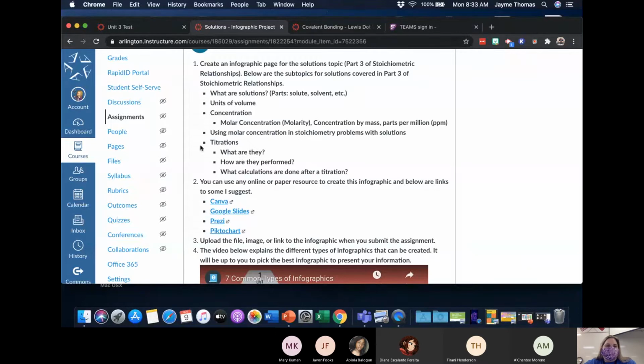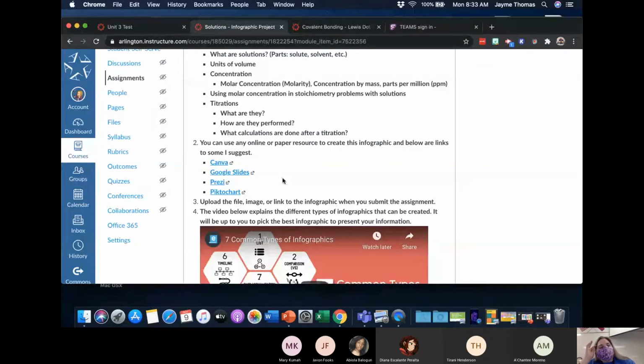But really there's 5 sort of main subtopics on here. Right here, it gives you some online resources to use. You can do this on paper if you'd rather, and then just submit a photo or a scan of it. However, I'm going to show you guys just a little bit, some examples of doing an infographic digitally using Canva or Piktochart.